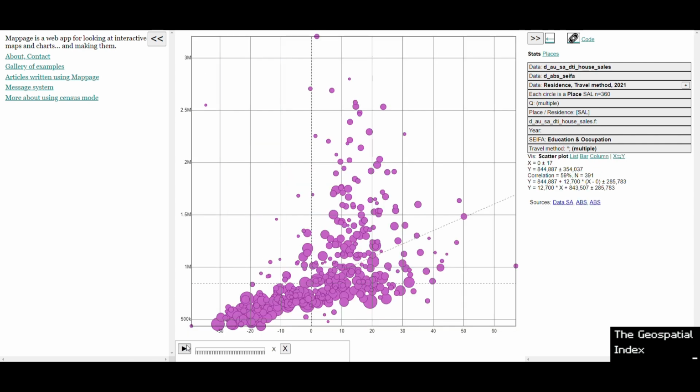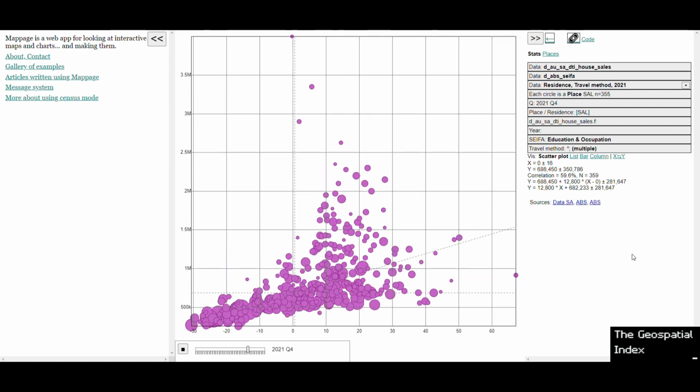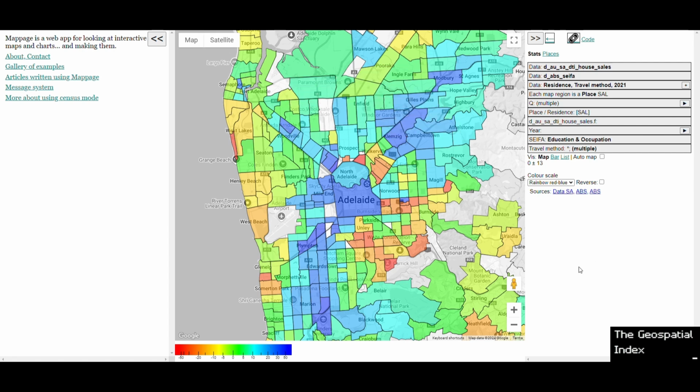Moving on to a scatter plot of the same, we've got Bowden over here in 2024 with a composite index, in this case, of 67. Let's play the animation again. And basically, most of the time, again, it's Bowden. Then finally, we have a map of the same data, recalling that Forestville, Tonsley and Bowden were the only ones above 40 on this utility score of my housing preferences.